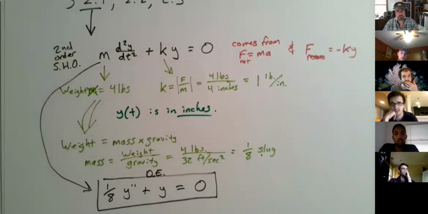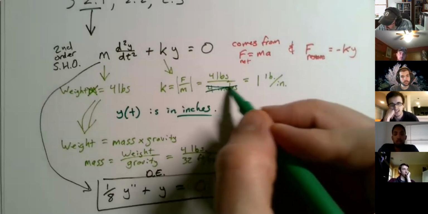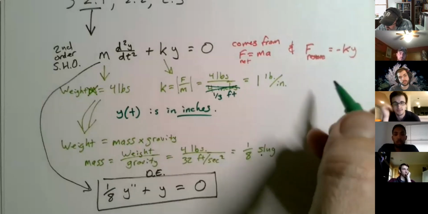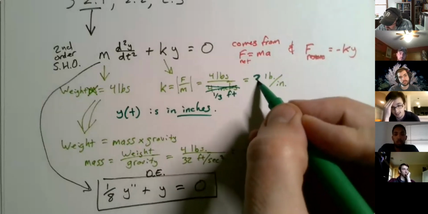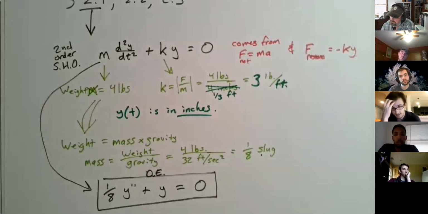Wasn't it still going to be off, since we used inches for k and feet for the rest? You are so right. Sorry, I forgot about that. I'm getting ahead of myself. This is not going to be 4 inches. We're going to convert that. It would be 1/3 of a foot there, and so this would be 3 pounds per foot.